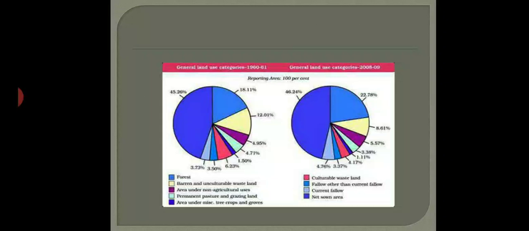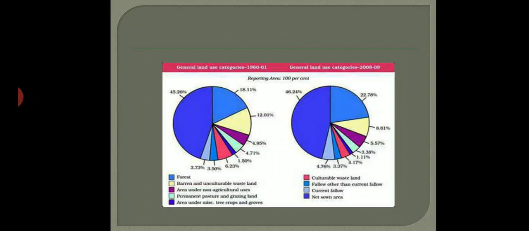Most of the land other than current fallow is either of poor quality or the cost of cultivation of such land is very high. These lands are cultivated once or twice in about 2 to 3 years. And if these are included in the net sown area, then the percentage of NSA, that is net sown area, in India comes to about 54%.